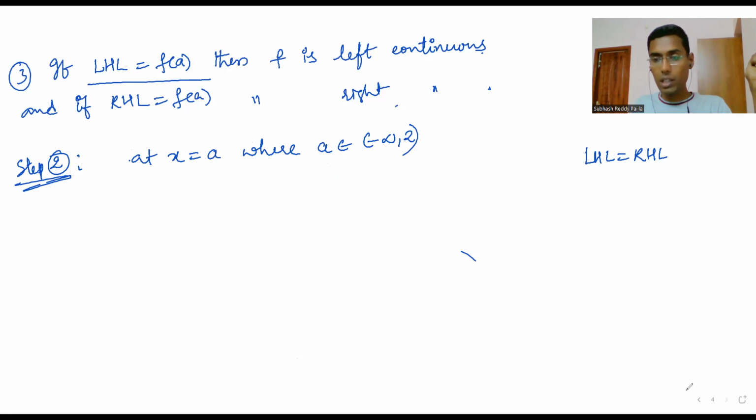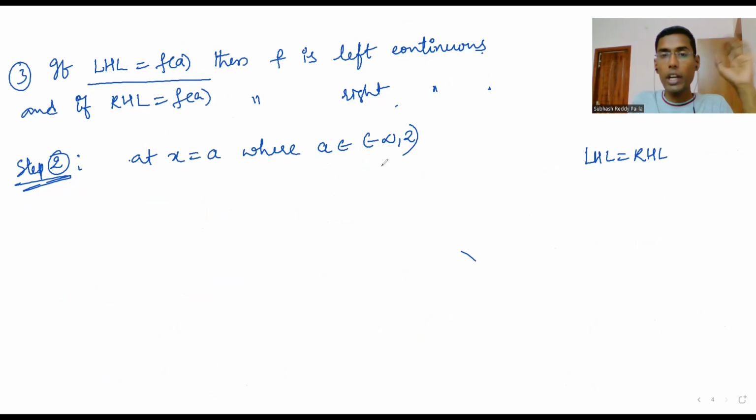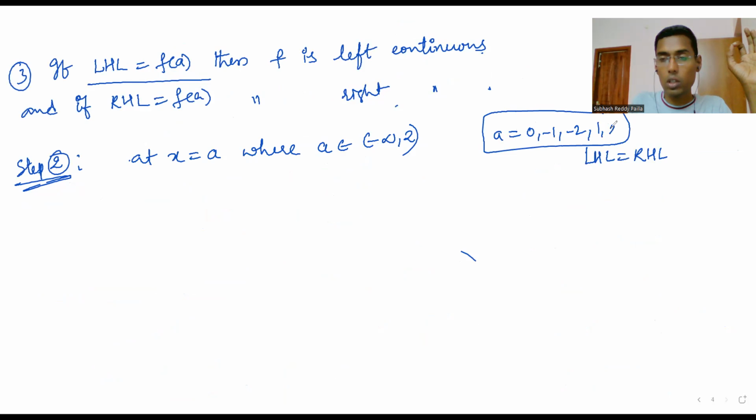Can you understand this point? I am checking at every point in the interval minus infinity to 2. At 2 I checked. At 2 it is discontinuous. Now what I am doing, I am checking at x equal to a, where a is any point. A can be a, -1, -2, 1 also, 2.2 also, 1.3 also. Everywhere, x can be any real number in the interval minus infinity to 2.